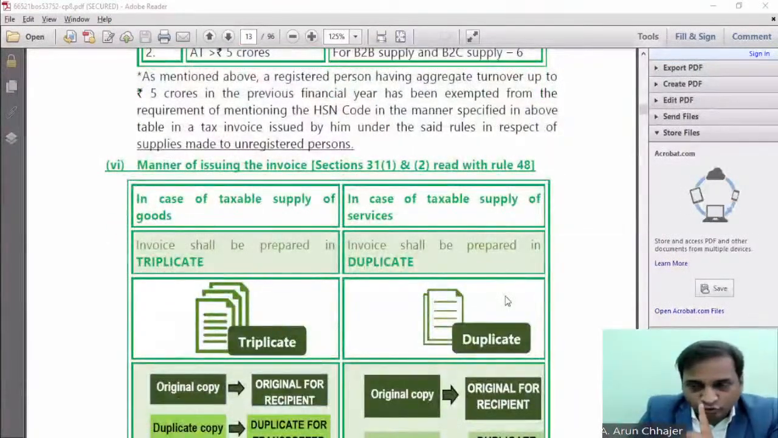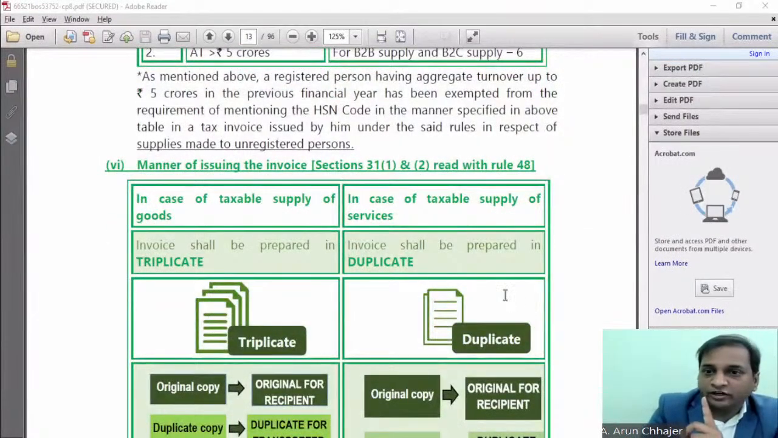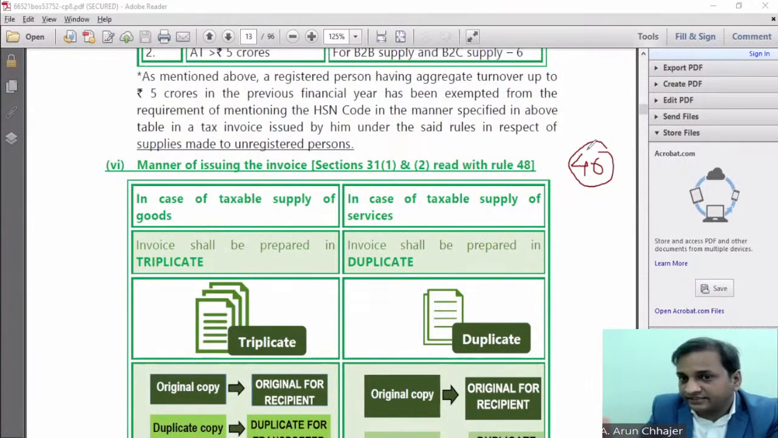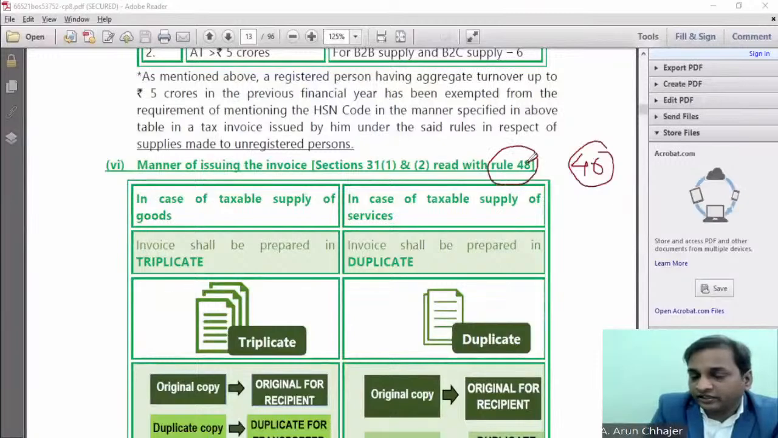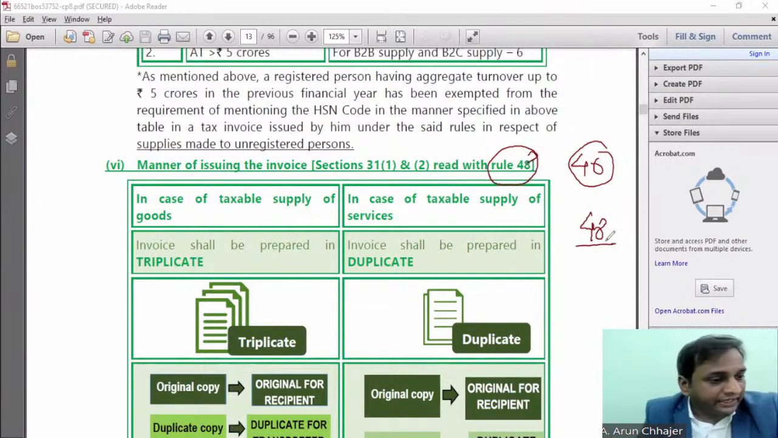We have discussed rule 46. So what is rule 46? It is talking about the particulars or content of the tax invoice. Now we are moving to rule 48. Rule 48 is talking about the manner in which the tax invoice would be issued.